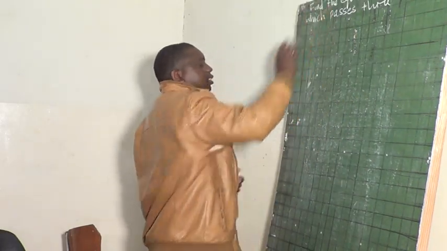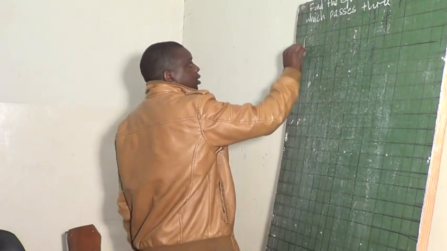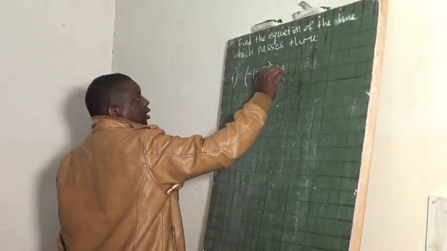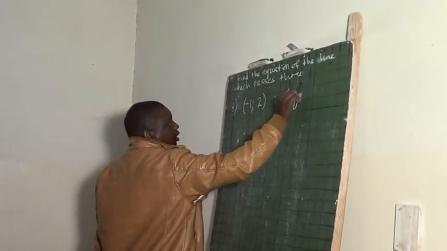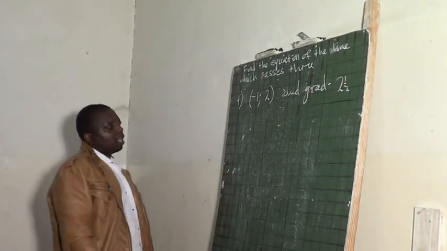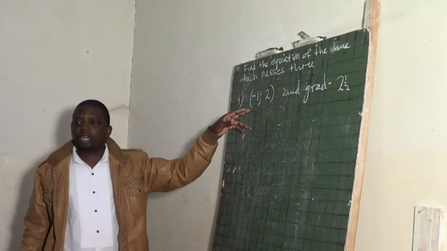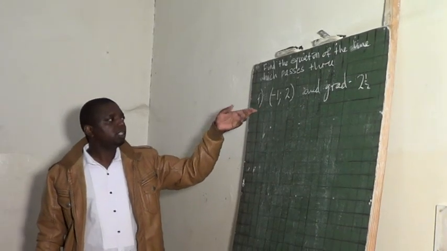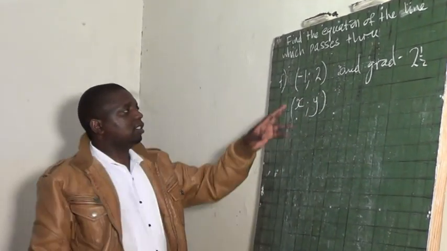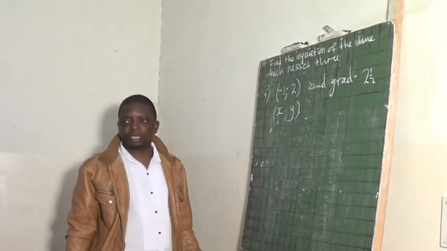Right, last one. The point is minus 1, 2, and the gradient is 2.5. You have 1 point, and you want to have 2 points. So you add an unknown point xy altogether. With the 2 points, minus 1, 2 and xy, you write down the expression for the gradient.